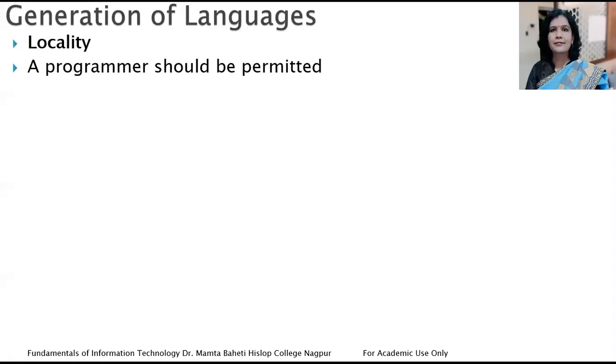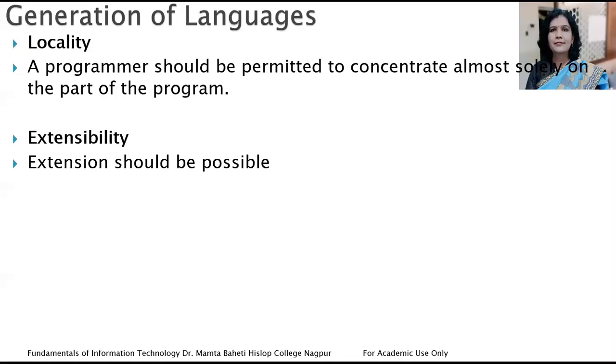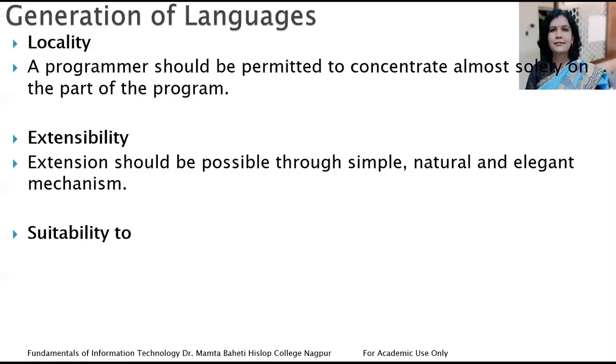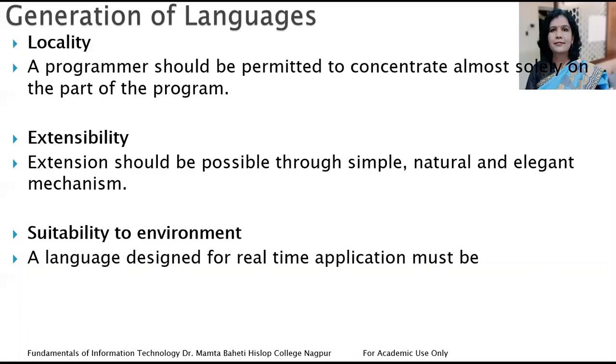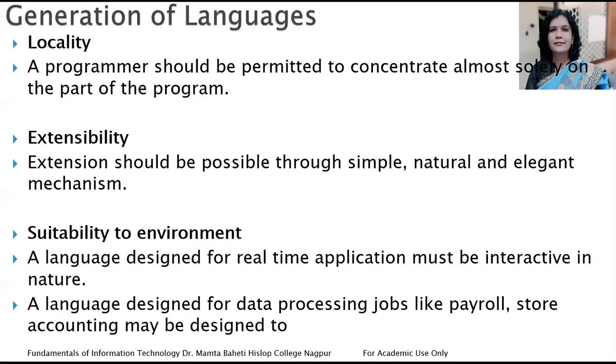Next is locality. A programmer should be permitted to concentrate almost solely on the part of the program. पूरा का पूरा प्रोग्राम एक साथ में नहीं, थोड़ा भी प्रोग्राम के ऊपर मॉड्यूलरिटी भी उसमें होनी चाहिए. And last is extensibility. एक्सटेंसिबिलिटी मीन्स आपको चाहे उतना प्रोग्राम उसको इलेबोरेट कर जाना चाहिए. जैसे फॉर एग्जांपल अगर हम सी प्रोग्रामिंग लैंग्वेज की बात करें तो सी में फंक्शन के अंदर फंक्शन आप जितना चाहे उतना उसको एक्सटेंड कर सकते हो.